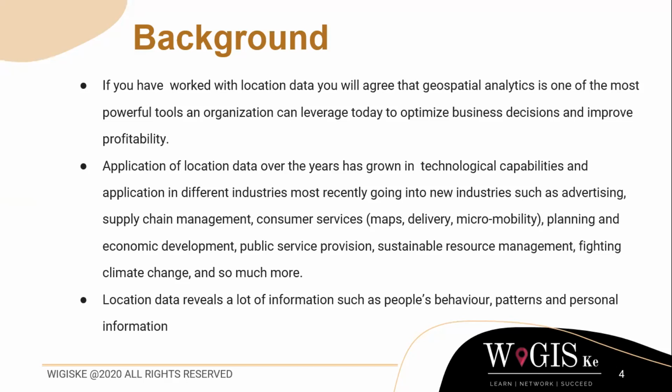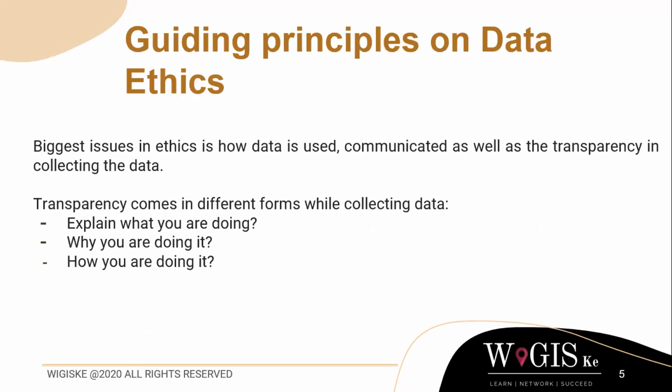So based on that, it is known that location data reveals a lot of information about personal behavior, different patterns, and a bit of personal information. Yeah, so what are some of the guiding principles on use of data? We've seen instances where location data is collected with your knowledge, and in some instances where data is not collected with your knowledge.